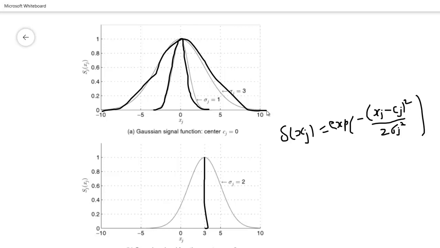तो Gaussian signal function का use क्या होता है? If you want to recognize a specific range of input. ठीक है, I am repeating, if you want to recognize a specific range of input, in that case you have to use the Gaussian signal function. Okay, thank you.